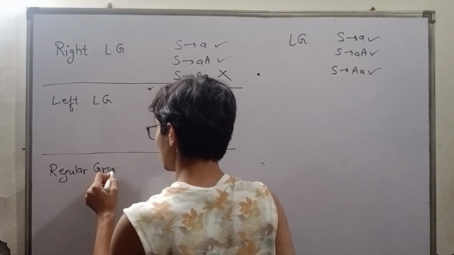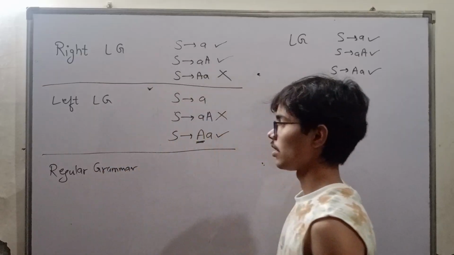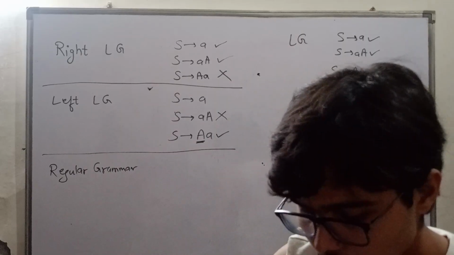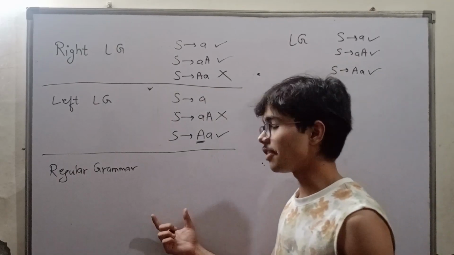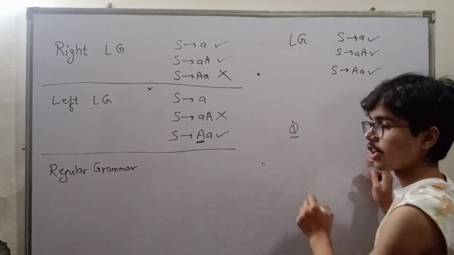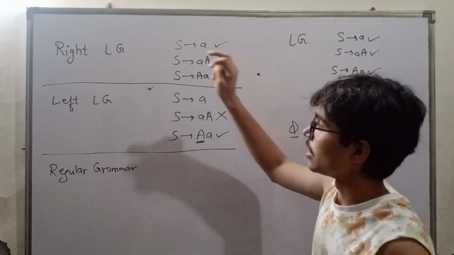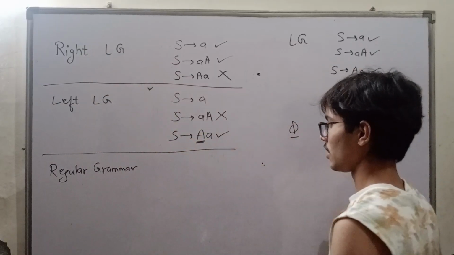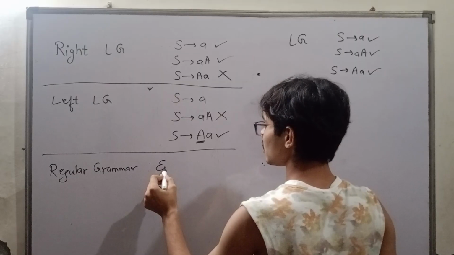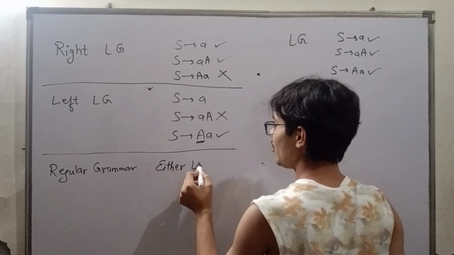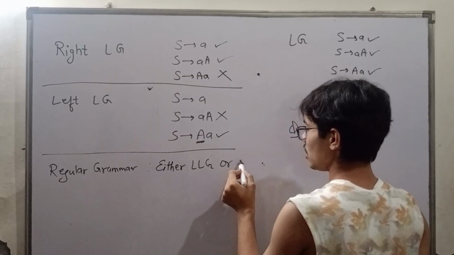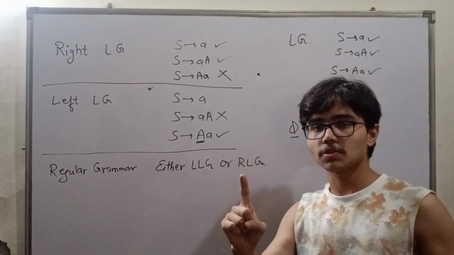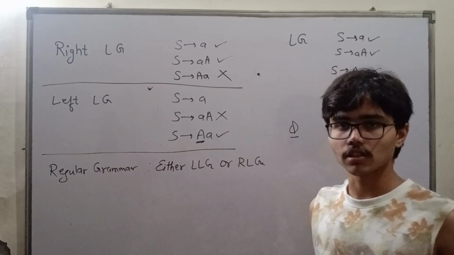Regular grammar. What is regular grammar? Regular grammar says if I give you any grammar, and it is either right linear or left linear, then it is regular grammar. That means either left linear grammar or right linear grammar. One of these two must be there to say that the grammar is regular grammar.